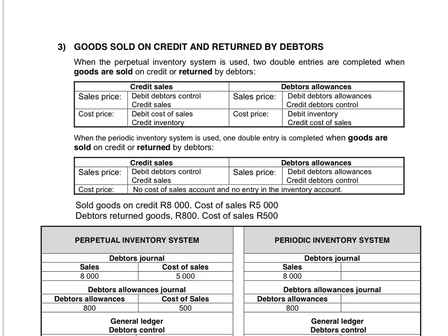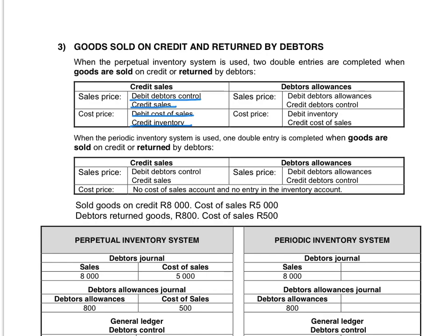When goods are sold on credit or goods are returned by debtors, the two systems will also be different. So for the credit sales, you will debit the debtors control account and you will credit the sales account. And for the second double entry, you will debit cost of sales and credit inventory.